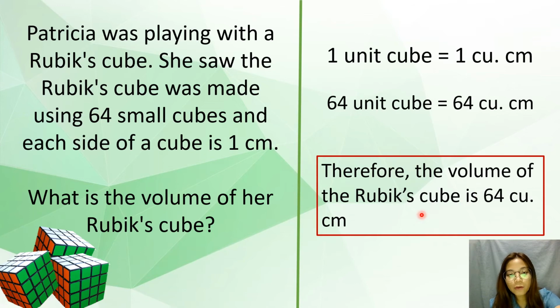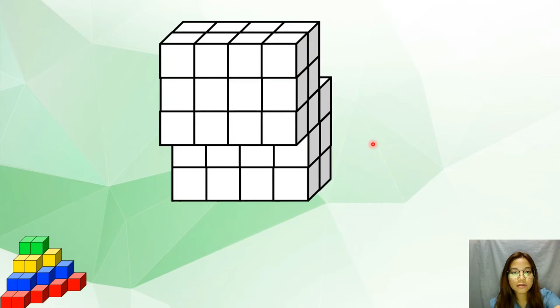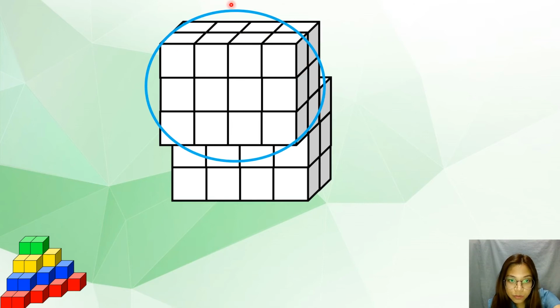Now, how are we going to find the volume of a figure given unit cubes? The first thing that we can do is to count it by layer. But if we count it by layer, it will take us too long to answer the problem. So, let's do this technique first. You have to count this part, this part up until here. Follow the laser pointer so that you can understand it.